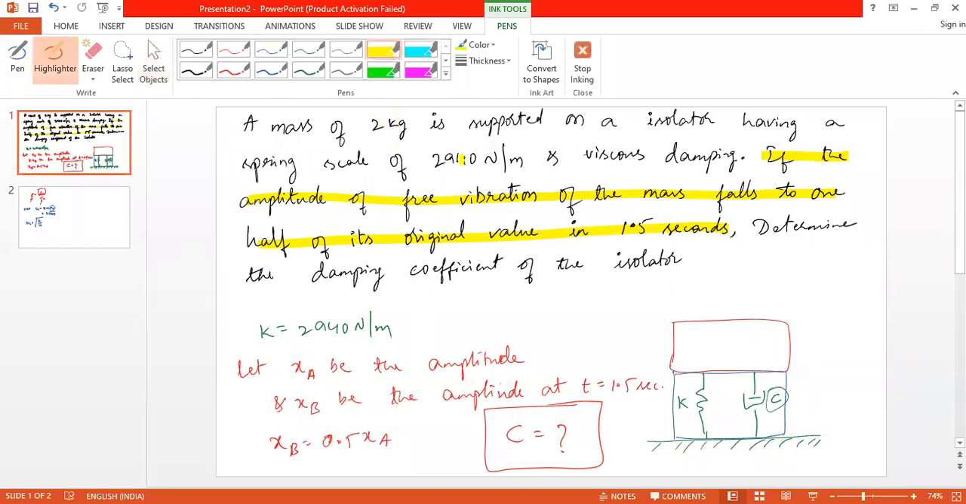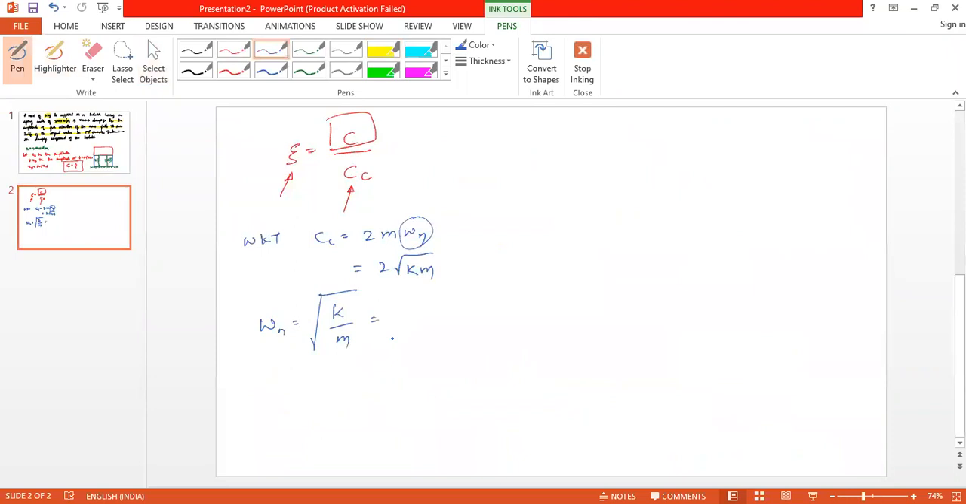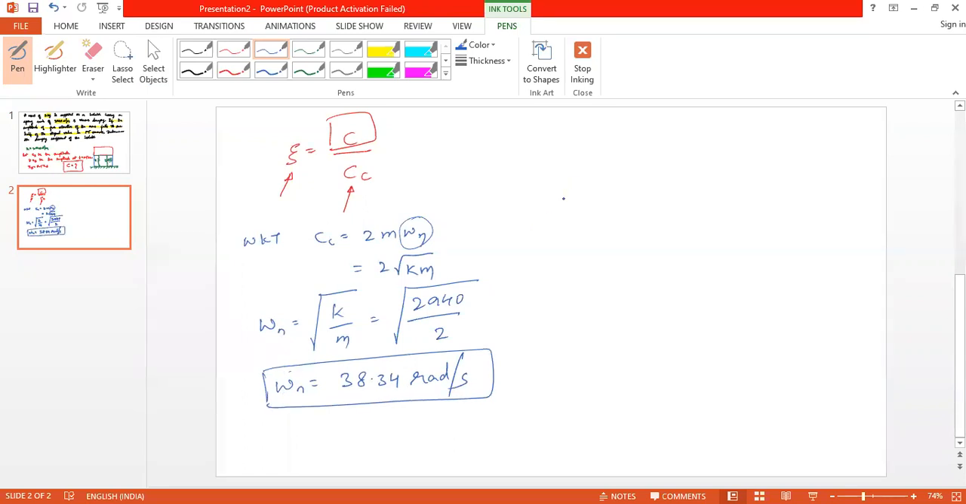So here the value of k is 2940 Newton per meter and the value of m is 2 kg. So omega n is root of 2940 by 2 kg. What is the answer for omega n? It is 38.34 radians per second.